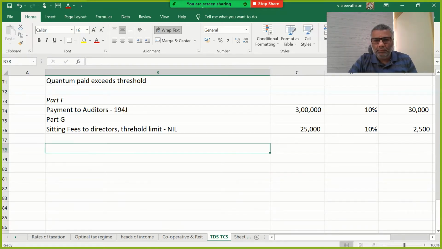Sir, is there any criterion to distinguish between professional or technical service? It is going to be a flood of case laws. No.